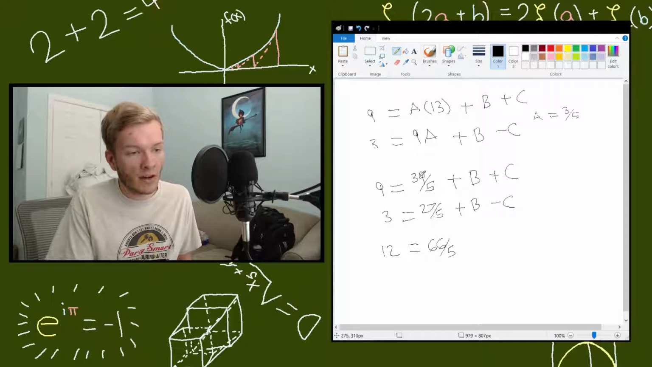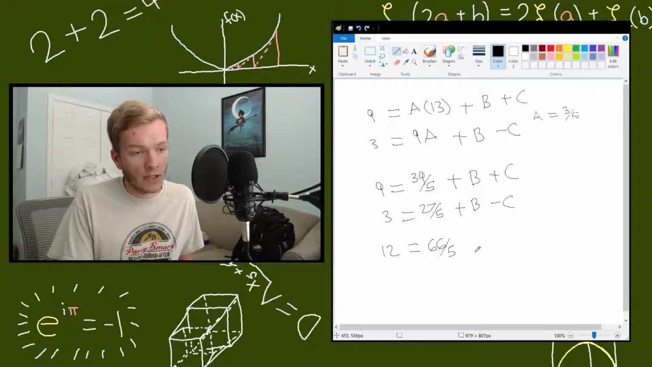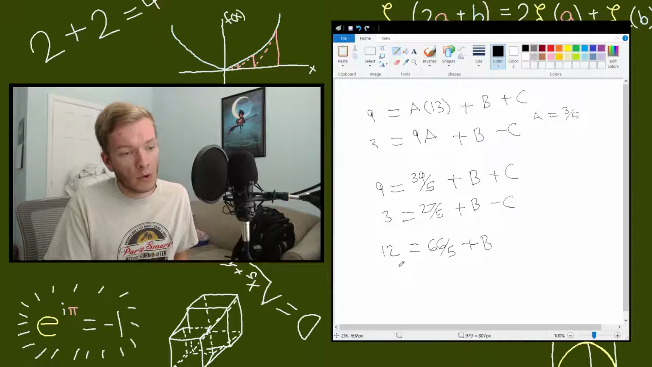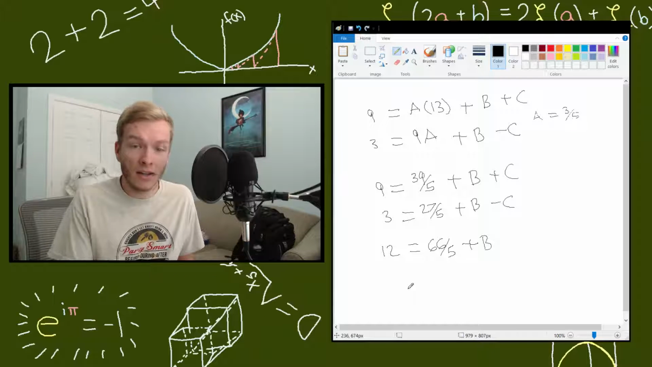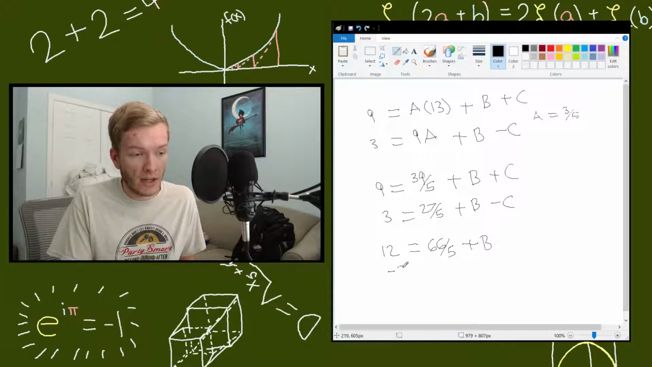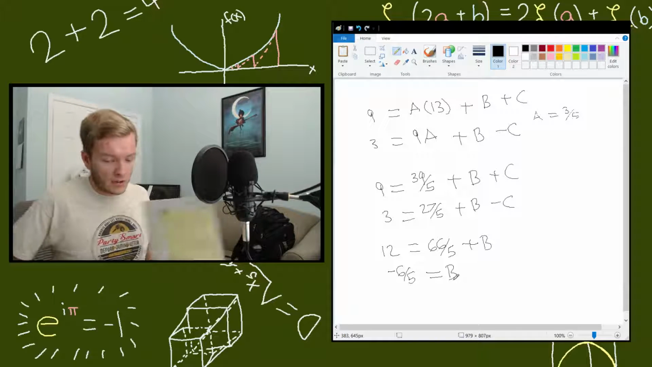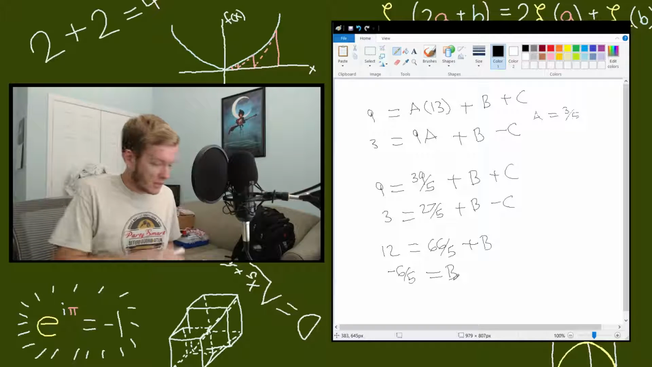I'm worried that I've done an error here early on, but we'll see. And that's plus b. So 12 times 5 is 60, so that's 60 over 5. And when we subtract this out, we get negative 6 over 5 is equal to b. Let me just, I don't know why I closed this out. Make sure that that is correct.